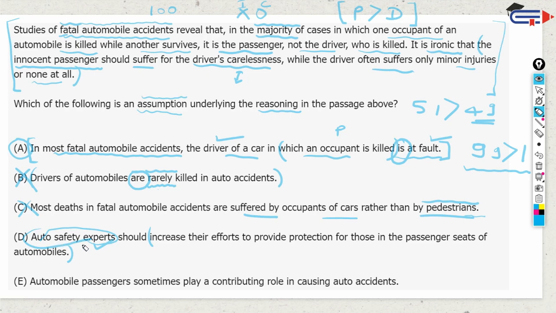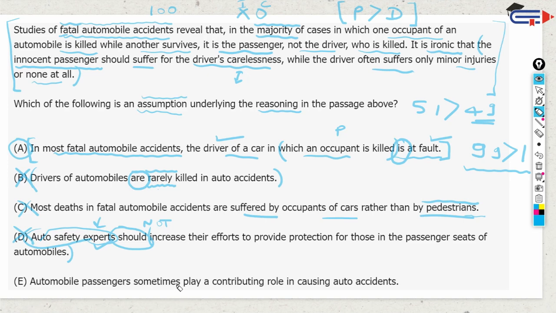Auto safety experts should increase their efforts to provide protection for those in passenger seats. Okay, so that means use seat belts and things like that. But that's sort of an expectation. Should, right? It doesn't have to be true. The author of the argument is not making any assumption like that. In fact, he doesn't even have automobile experts in the argument. So this doesn't have to be true. Again, you can do the negation test. Doesn't matter, because should would become should not. It would essentially have the same influence on the argument. That influence is zero actually. It doesn't change the argument anyway. So this is out. Answer choice E.